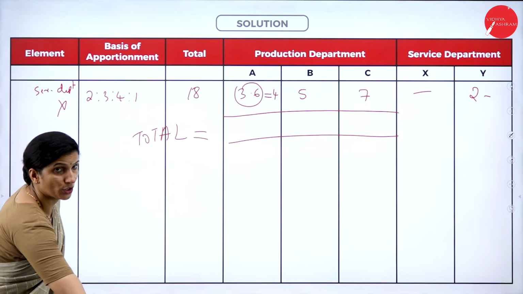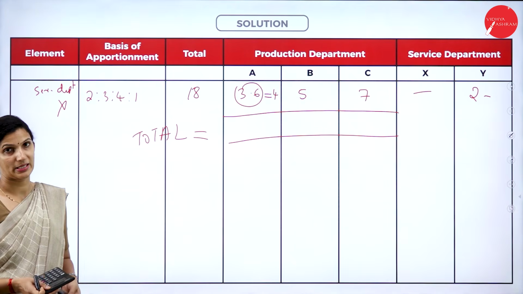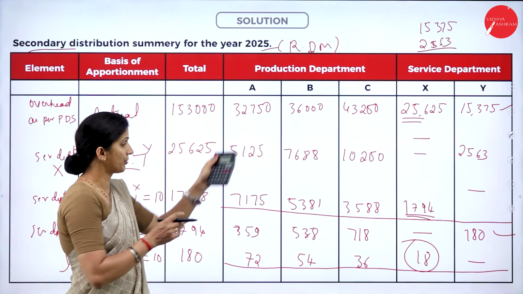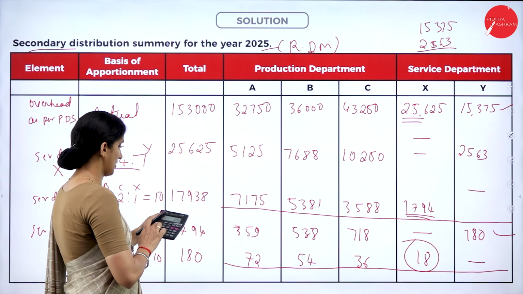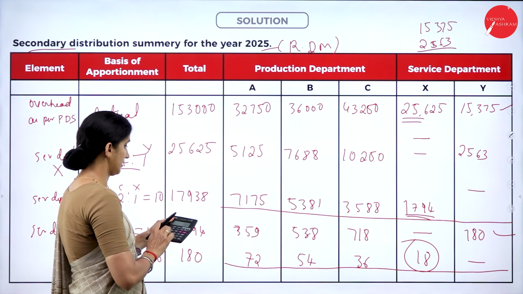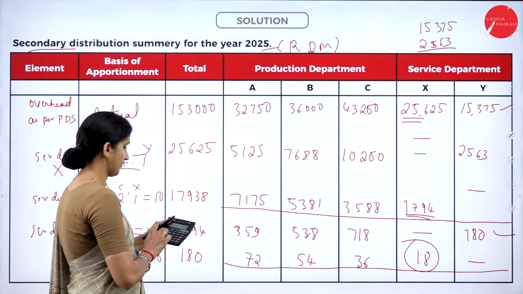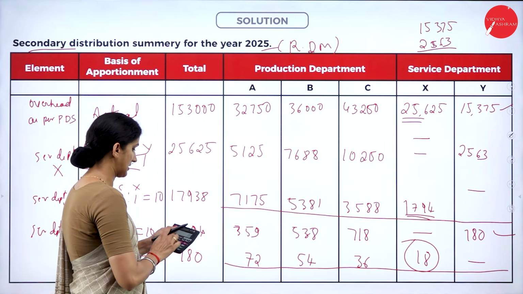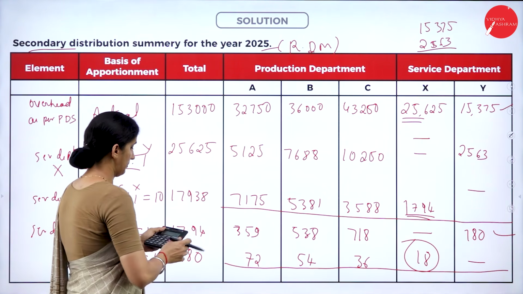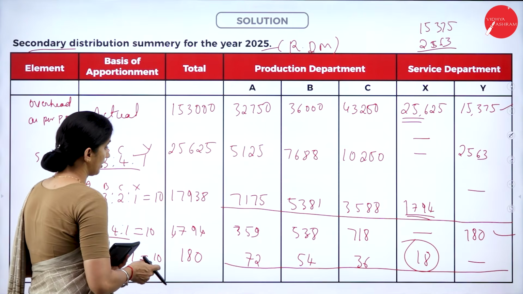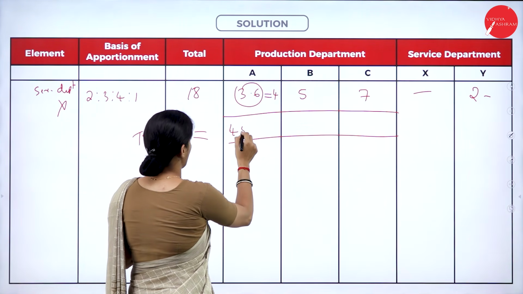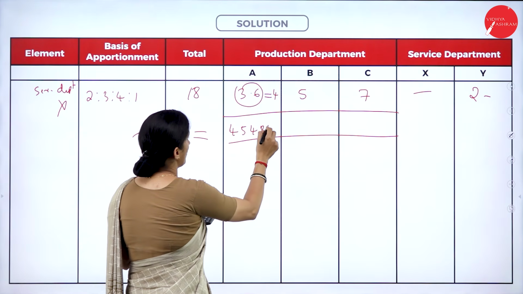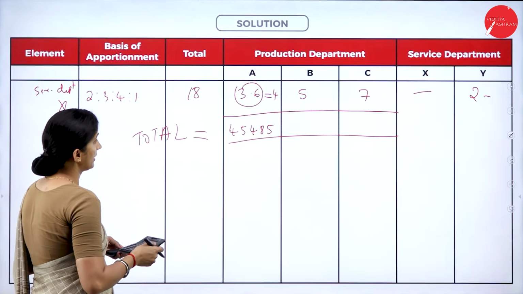So we'll do the total of production department, that is A, B, C. So that means from here we'll do the total. 32,750 plus 5,125, then 7,175, then 359, then 72 plus we have here 4. So the overhead of A, it is 45,485. Then department B, here we have 36,000 plus 7,688, then 5,381, then 538 plus 54, then we have here 5.